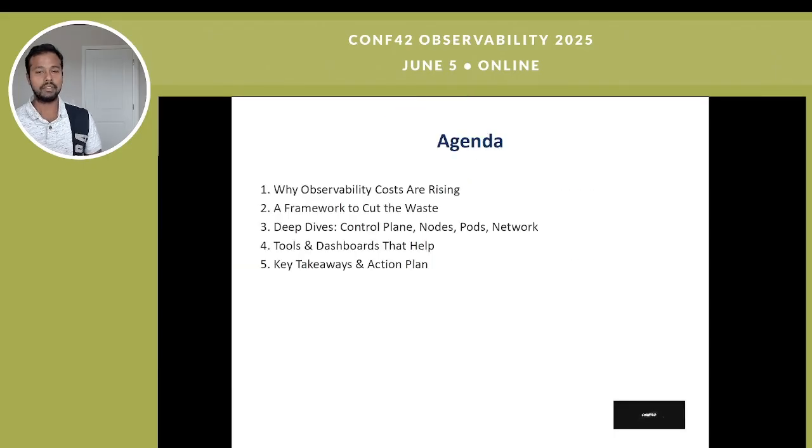This is going to be our agenda for today. We'll start off with why we see costs rising in this field. We'll discuss a framework on how we can cut the waste. We're going to do a deep dive on some of the specific aspects of cloud native monitoring, which is the control plane, the nodes, the pods, and the network monitoring. I'll discuss a few tools and dashboards that can help, and we'll end with a few key takeaways and action plan so that you can go start acting right away on this.